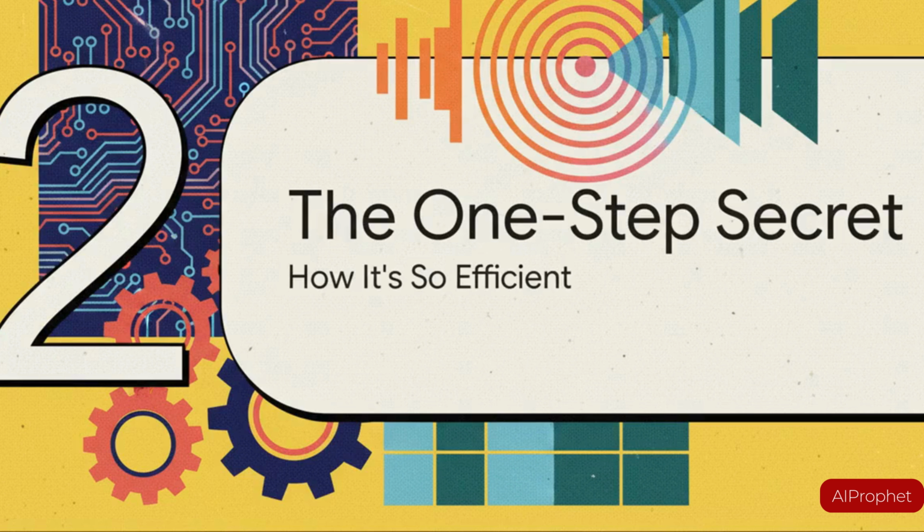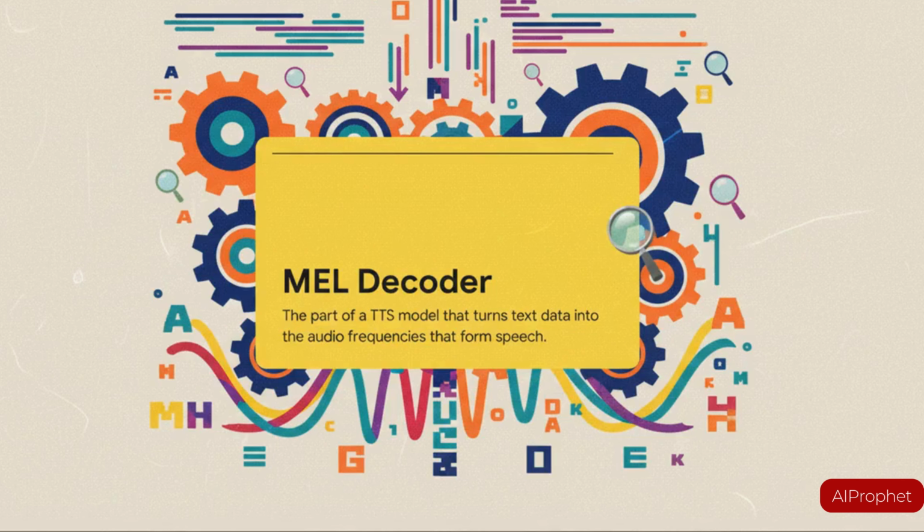So the big question is, how did they do it, right? How did they manage to cram so much power into such a tiny, efficient package? Well, the secret is all down to some seriously clever engineering. Okay, to really get this, we need to talk about one specific part of the tech, something called the MEL decoder. Now don't worry, it sounds complicated, but just think of it like the engine of the whole system. It's the part that takes the text and turns it into the actual frequencies that make up a voice. And in the past, this step was a huge, complex bottleneck.